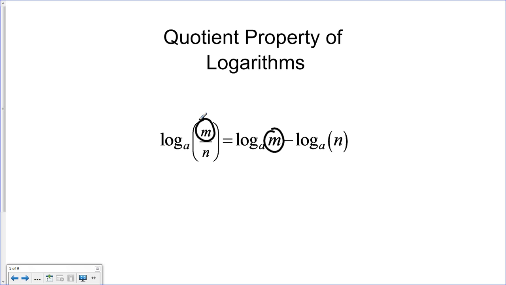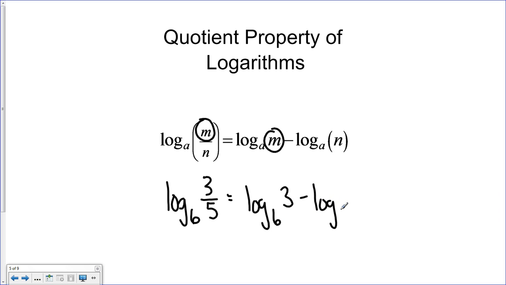So again, looking at a simple example of this, if we take the log base, let's say 6 of 3/5, I can separate this out if I want to into the log base 6 of 3 minus the log base 6 of 5. So again, a nice simple example of a pretty handy property actually. We use this a lot in calculus. Maybe you're not going to go on to calculus, but it's going to be pretty handy for this section at least.